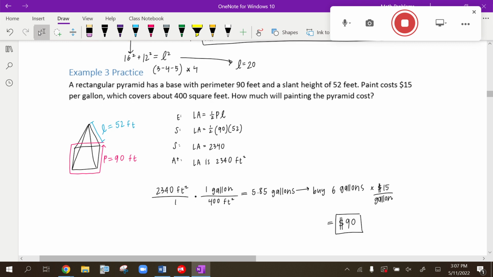Here's the correct answer. Hopefully you at least got the formula and you got the answer correct for lateral area. If you got that, that is awesome. Next step is to find the amount of paint that you need. We know that we would have to buy 5.85 gallons. Now we can't buy 0.85 gallons, so we'd have to round up to 6 gallons. I know that it costs $15 per every gallon, so that gives me a total cost of $90 to paint the pyramid.